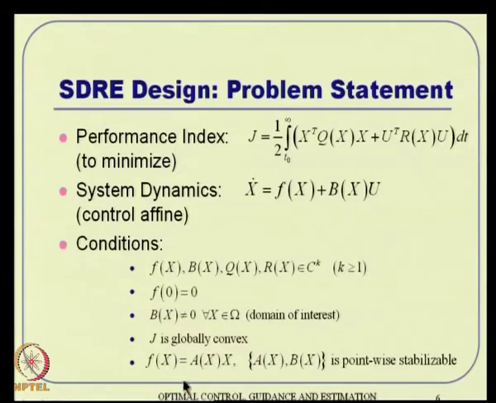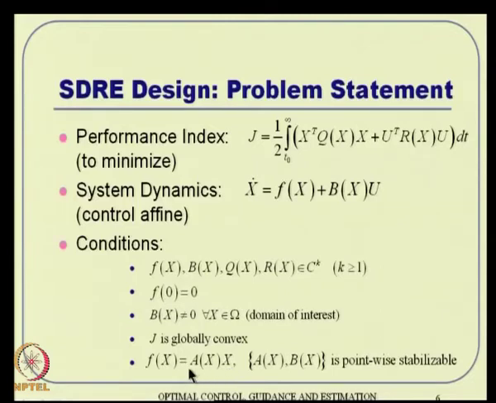Then in addition to that, J has to be globally convex, because we are talking about Riccati based design, a derivative based approach and things like that. So, J has to be a convex function. And the key technique here is that f of x has to be decomposed into A of x times x, which is called state dependent coefficient form.